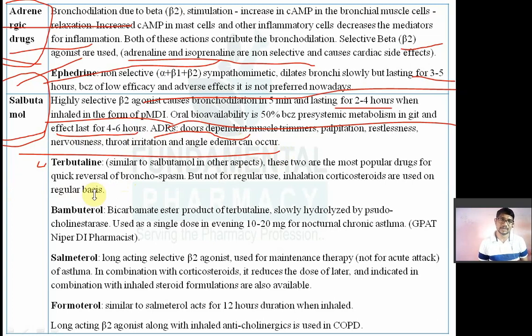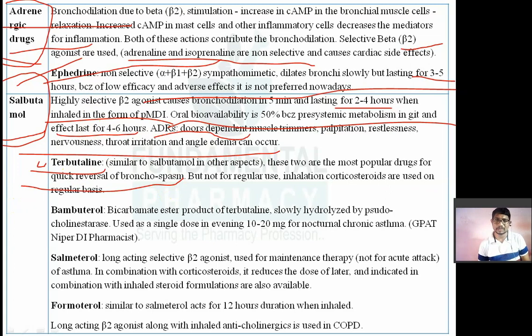Now another drug from the same category is known as terbutaline. Similar to salbutamol in other aspects, these two drugs, salbutamol and terbutaline, are the most popular drugs for quick reversal of bronchospasm. They are very famous drugs for bronchospasm.